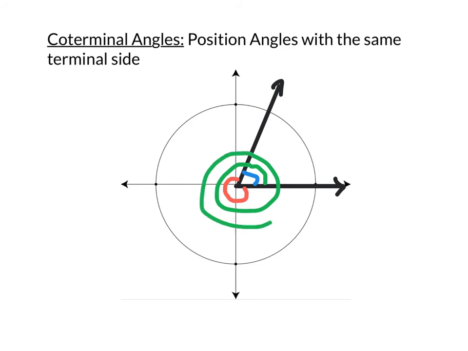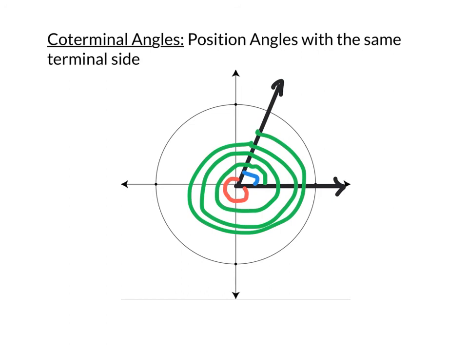Or maybe we let it go around the circle again. And then we could spin that terminal side infinitely many times around that circle and end up in the same spot. All of these angles being in that same position are called coterminal.